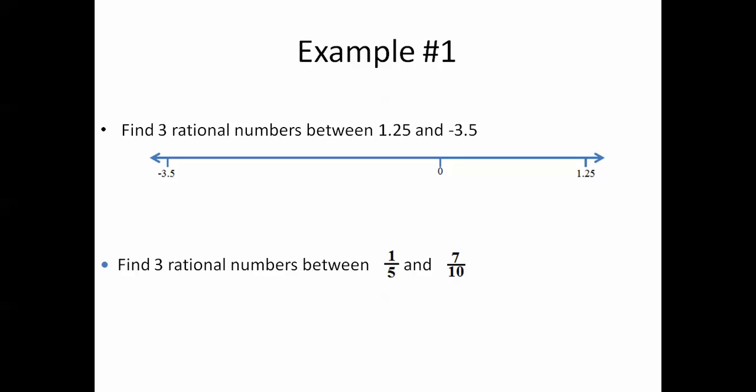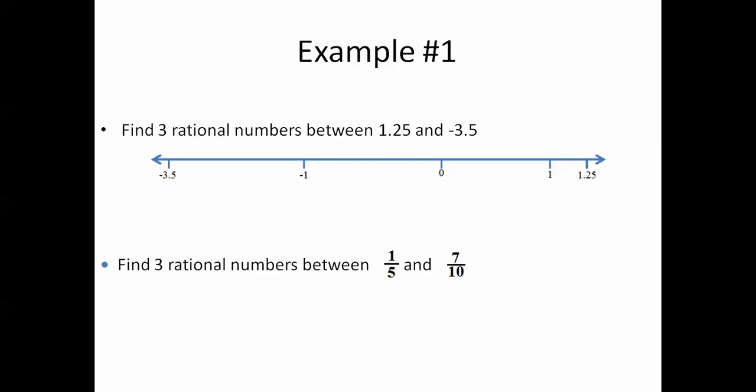And because we go all the way down to negative 3.5, we can also choose negative 1. So let's choose both of those as rational numbers. So there are three rational numbers between 1.25 and negative 3.5.